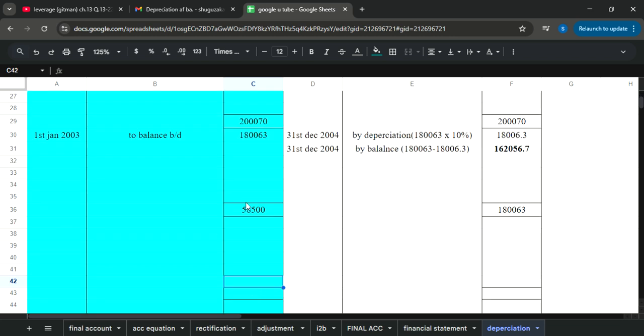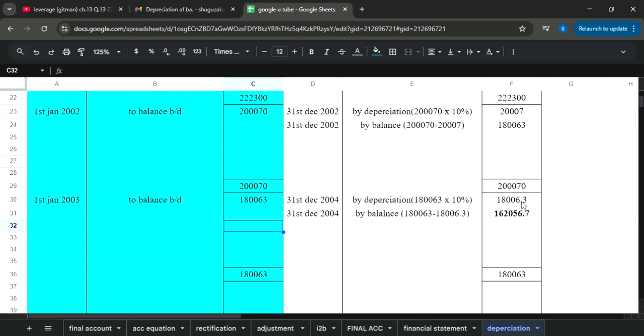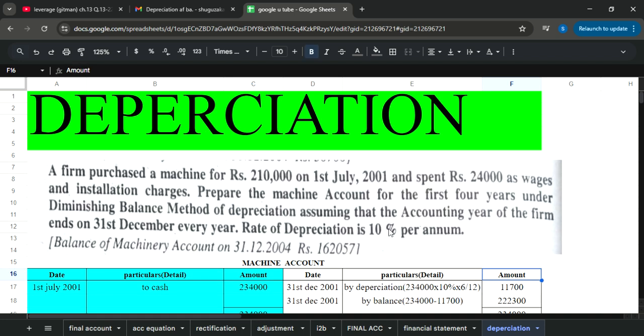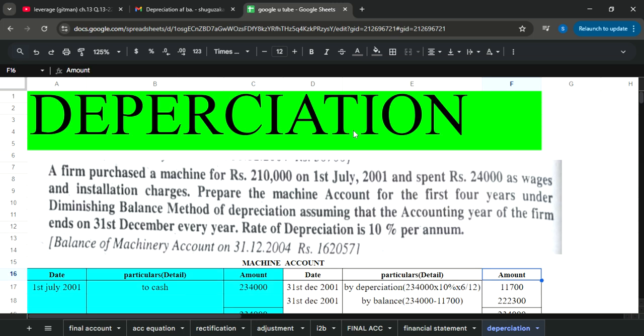Here on both sides we will see the total. The total of this side is 18,063, and let's check the total over here. For that you will add balance and depreciation. So you can see that the totals of both sides are equal. This is your answer, 162,057. The answer is matched. Clearly you can see that our account related to depreciation is also completed.